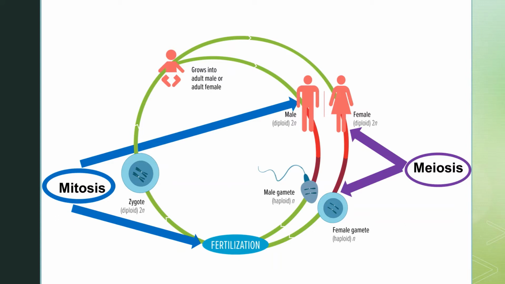meiosis will be happening to create sperm cells or egg cells, which have the half amount, and then eventually sperm and egg cells will unite together to make a new zygote somewhere else, and then this whole process of reproduction starts over. But I just found this image to be helpful.